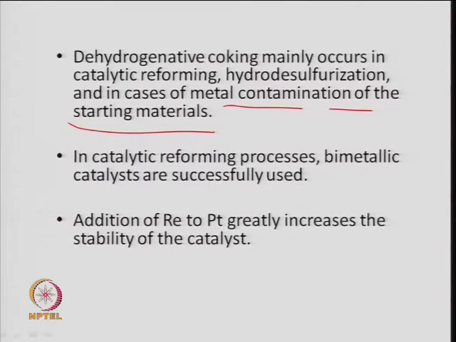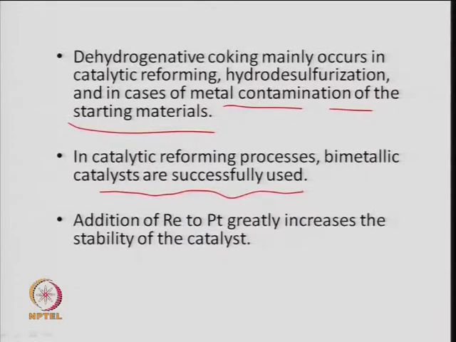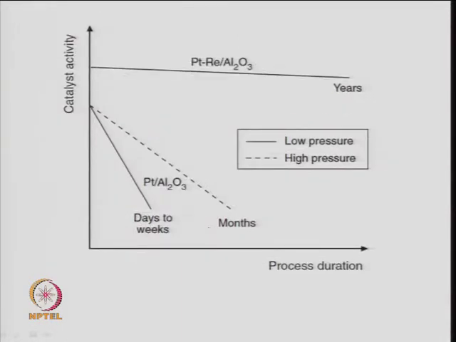In the catalytic reforming process, generally to avoid coke formation, the bimetallic catalysts are preferred. So, if you have a bimetallic catalyst, these type of catalysts have shown the reduction in the coke formation. So, the catalyst life has been improved by using the platinum rhenium type of catalyst, which is a bimetallic catalyst. The detailed mechanism I am not discussing at this point, but one can very easily use this kind of bimetallic catalyst, that is rhenium to platinum, and it greatly increases the stability of the catalyst, which is shown here. So, you can see here that platinum rhenium on alumina catalyst, the activity is almost constant, and the catalyst can last years.